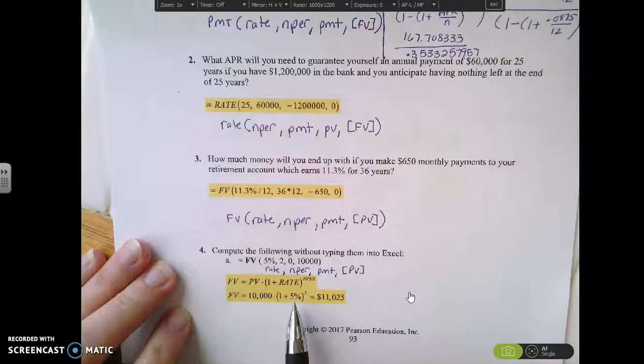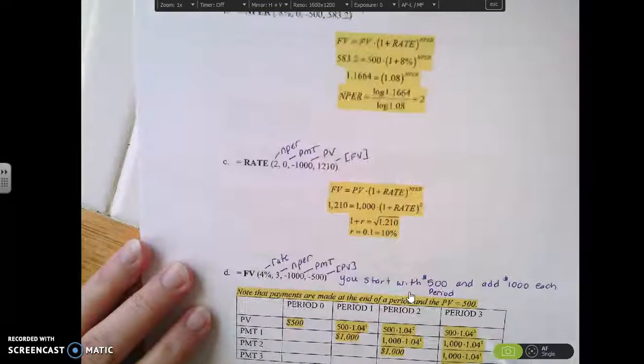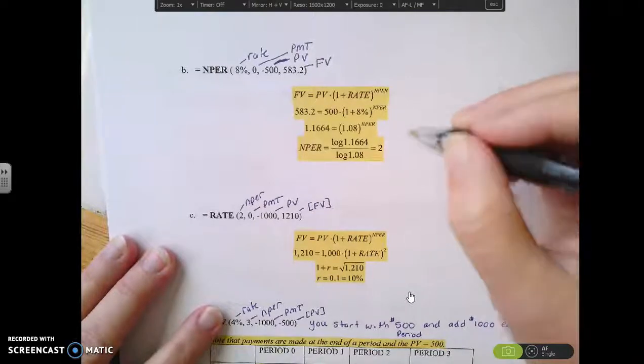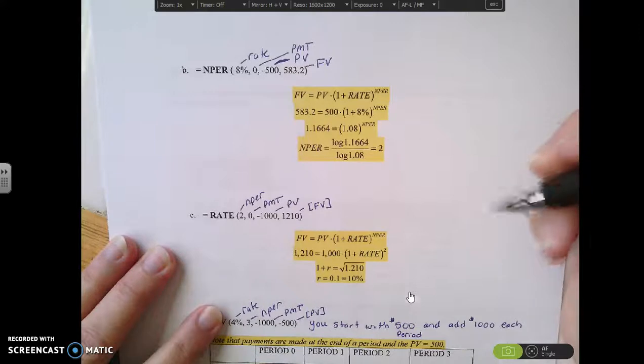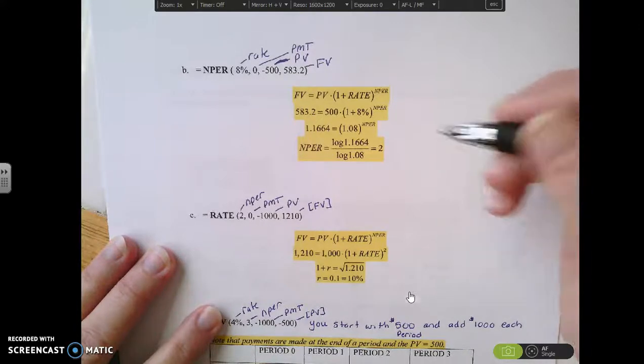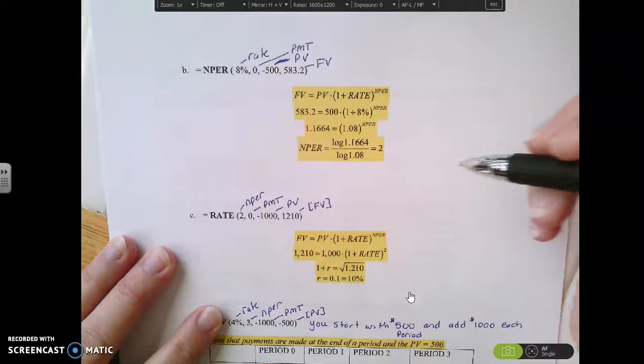The rate is 5%. The number of periods is 2, and if I put all this on my calculator, I end up with $11,025. Okay, let's look at the other two examples. Now this problem, you would not be able to do problem 4b without using logarithms, and we haven't talked about logarithms, and we don't plan to talk about logarithms, so you wouldn't be able to do this by hand, but we can do it using the Excel spreadsheet.